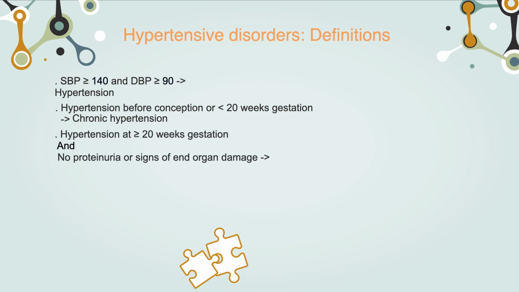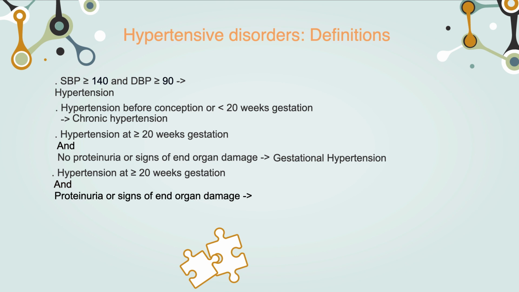Then what if we get hypertension at greater than or equal to 20 weeks gestation and there is no proteinuria or signs of inner organ damage? So it's basically similar to chronic hypertension, but it occurs at greater than or equal to 20 weeks, and still there is no proteinuria or signs of inner organ damage. So this is termed gestational hypertension.